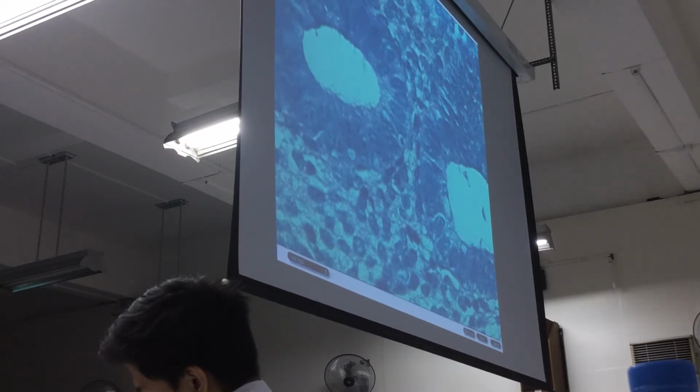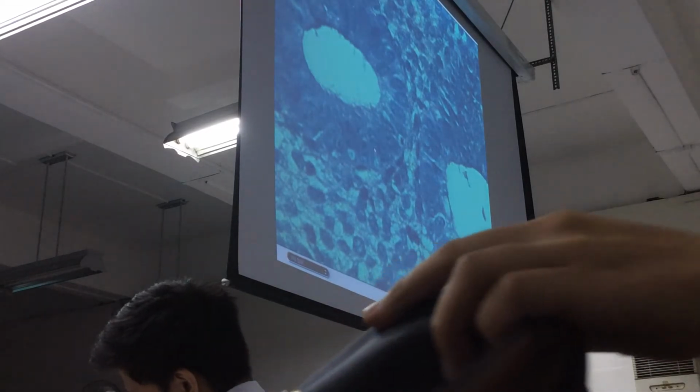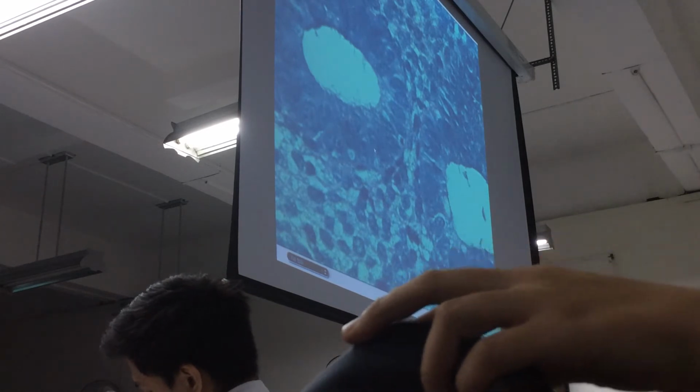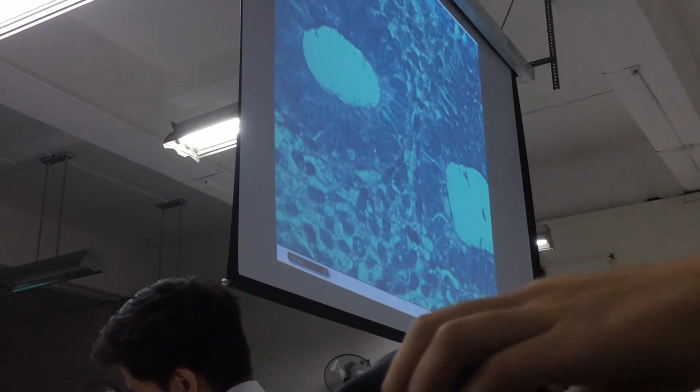That is normal. If you see rounding of the nucleus, that is atypia. That's the first sign of atypia. So this is normal. You don't see any hyperchromasia, or rounding of the nuclei. This is simple hyperplasia without atypia.